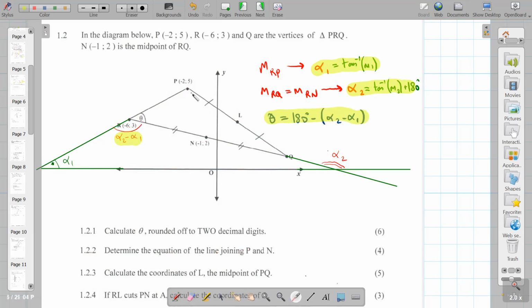Now, equation of line PN, that's fine. We have 2 points, so you can get the gradient and everything. All is good. And what about 1, 2, 3? Coordinates of L. It is a midpoint. Do we know Q? Q is a vertex of the triangle. We don't know Q. So how can we get the coordinates of L?